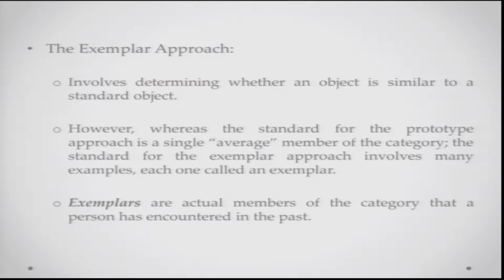So, the way in which exemplar theory differs from prototype theory is that exemplars are actual members of the category that a person has experienced in the past. So, you basically carve out the world in an increasingly more sophisticated way, because your knowledge keeps on improving. You come across different kinds of examples and you keep including them in your knowledge base.